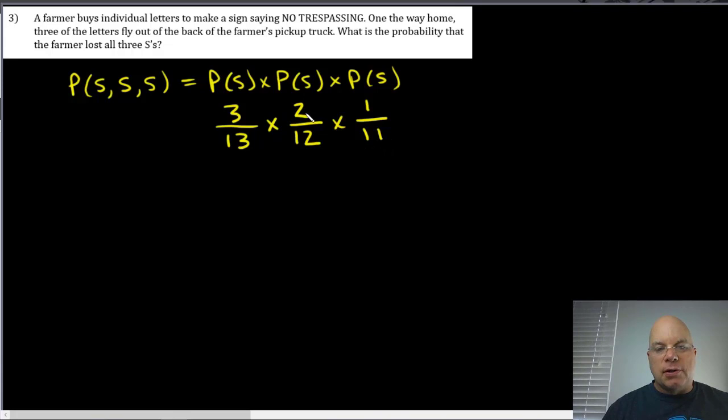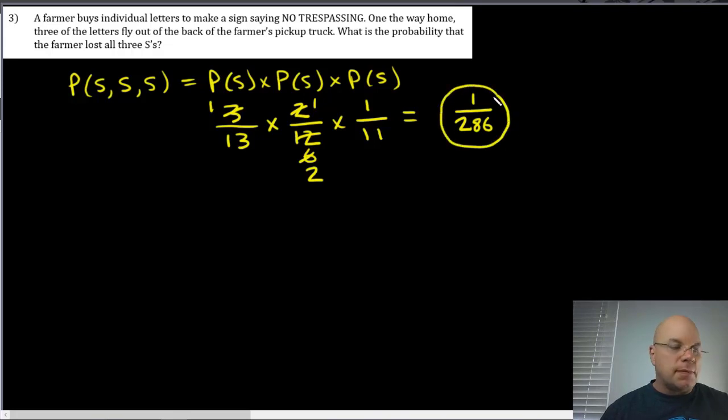Then we can start to make our life easy by simplifying some things. 2/12 simplifies to 1/6, and then 3 and 6 both have a common factor of 3. 3 divided by 3 is 1, and 6 divided by 3 is 2. All of our numerators are now 1s, so we're not going to be able to simplify any further. 13 doubled is 26. 26 multiplied by 11 is 260 plus 26, or 286. So 1/286th is the probability that all 3 S's would fly out of the back of the truck.